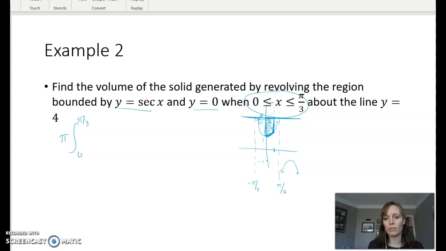So that means that the radius is the distance from this line y equals 4 to the function secant of x. So that radius is going to be 4 minus secant of x, and that is being squared. So we have pi times the integral of 4 minus secant of x squared. This here is one that I would not expect you to do by hand, so let's take a look at this in the calculator and get some practice there.